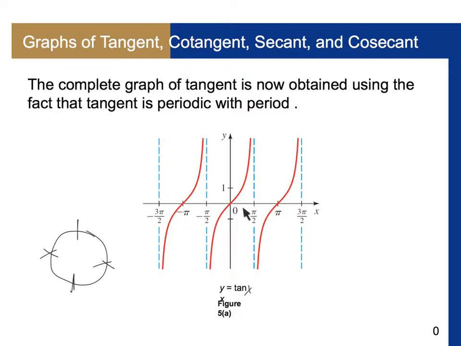So that kind of shows you how that cycle works, and we can see why it repeats with a period of pi. Think what tangent does. As it goes from here to here, it's going up to infinity. As it goes from here to here, it's going down to minus infinity, and then it just repeats the process.